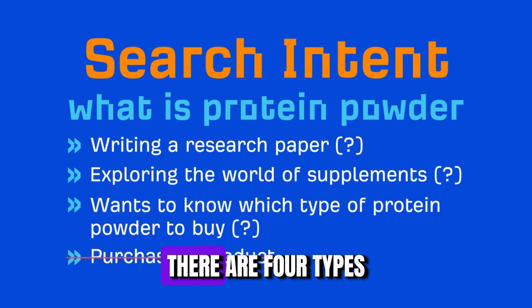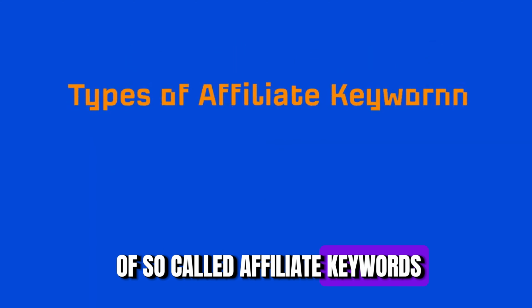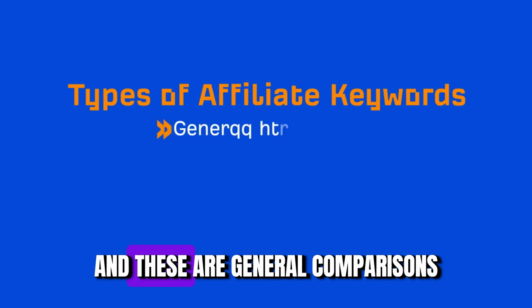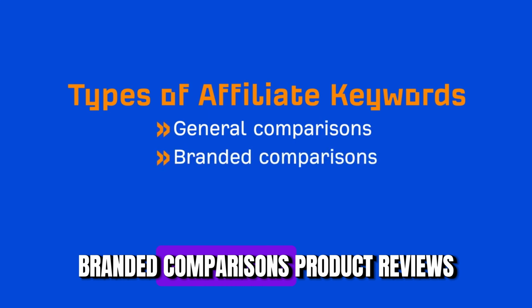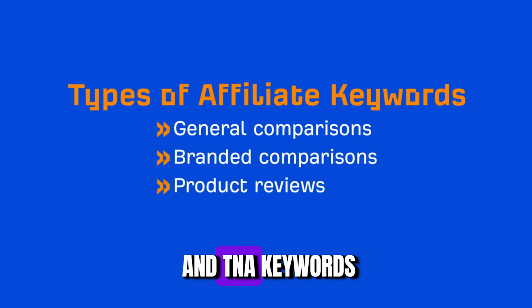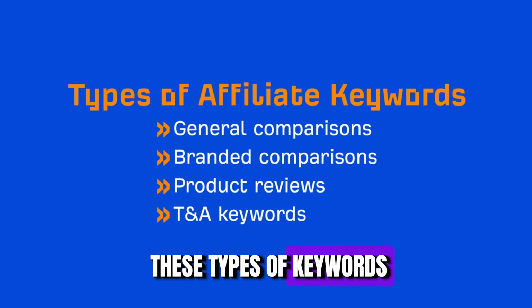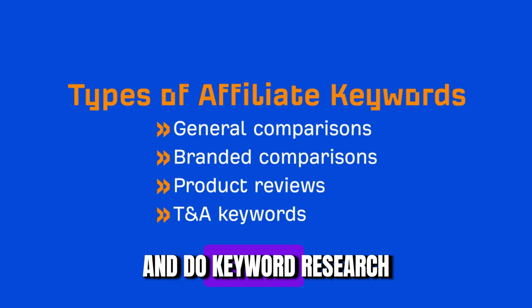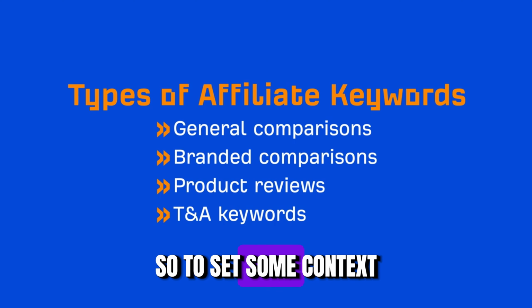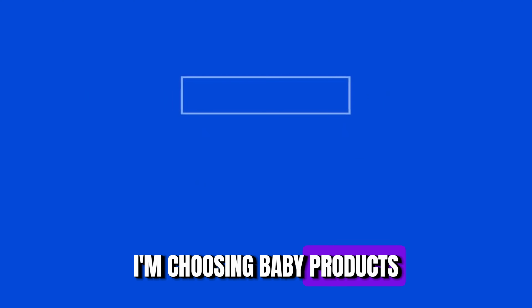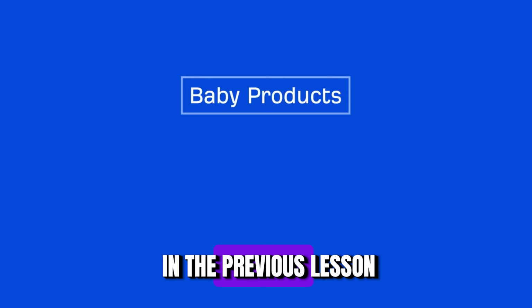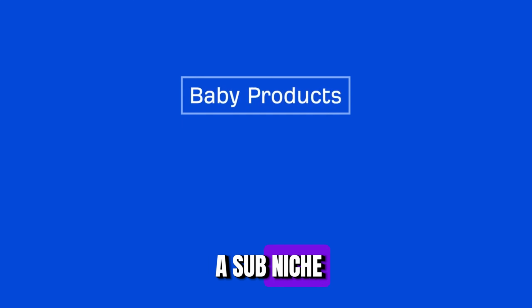Now, in general, there are 4 types of so-called affiliate keywords we'll want to go after. And these are general comparisons, branded comparisons, product reviews, and TNA keywords. Now, before we get into how you can find these types of keywords, I'm going to choose a niche and do keyword research with you. So to set some context, I'm choosing baby products as my main niche, and as I taught in the previous lesson, I'm going to choose a sub-niche to start. Let's go with car seats.